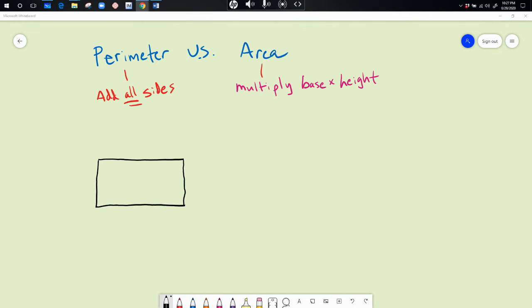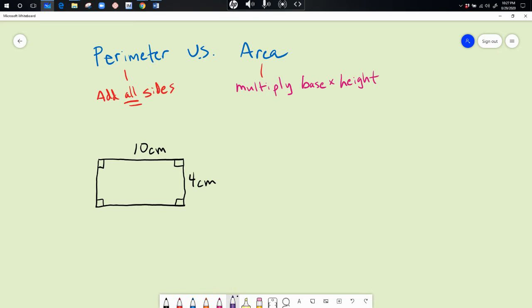So let's go ahead and just put some numbers here. We'll make this length 10 centimeters, and we'll make this length 4 centimeters. And I'm going to tell you it's a rectangle. In fact, I'll go ahead and put the 90-degree angles here. So now we know for sure it's a rectangle. There we go. So the perimeter is to add all the sides.